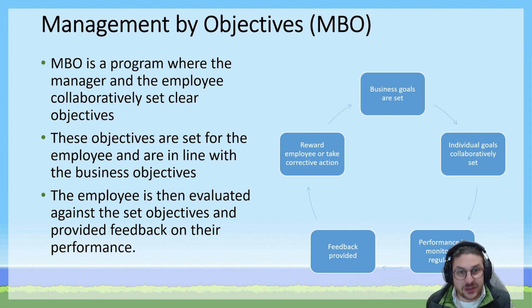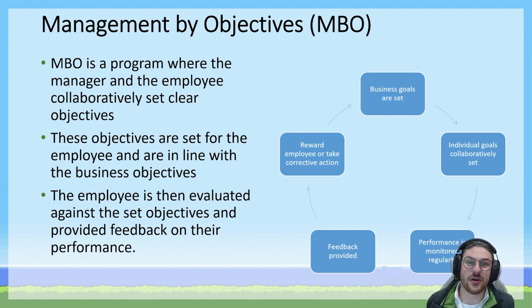Their performance will be evaluated after some time has passed, and feedback will be provided to the employee based on their progress towards that objective. If they're not quite meeting that objective, or if not enough progress has been made, some corrective action can be taken by the manager, perhaps implementation of training to improve that employee's skills, knowledge, and experience, or perhaps investment in training as a strategy to increase the employee's motivation to help them work towards that goal. Whatever the case may be, corrective action can be taken.